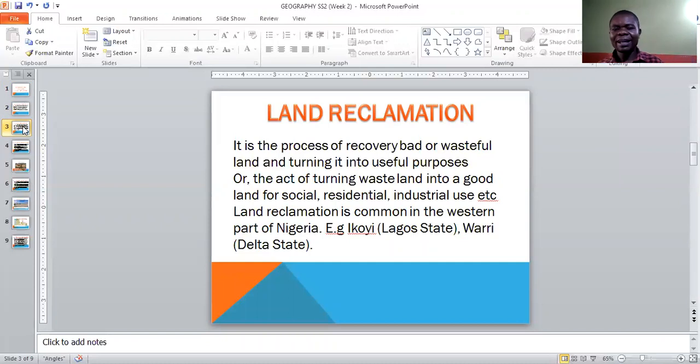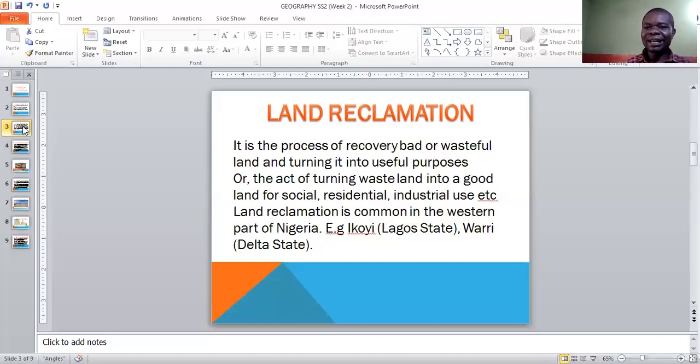What do I mean? A land is waste. You have not been using it since. You have abandoned the land. That particular land could have been used for many things, but because of one reason or the other, you just allow it to be there. You're not making use of it. By the time you begin to make use of it, you have reclaimed the land. Before you begin to make use of it, you must have done one or two things to it. That is the process of making it useful again.